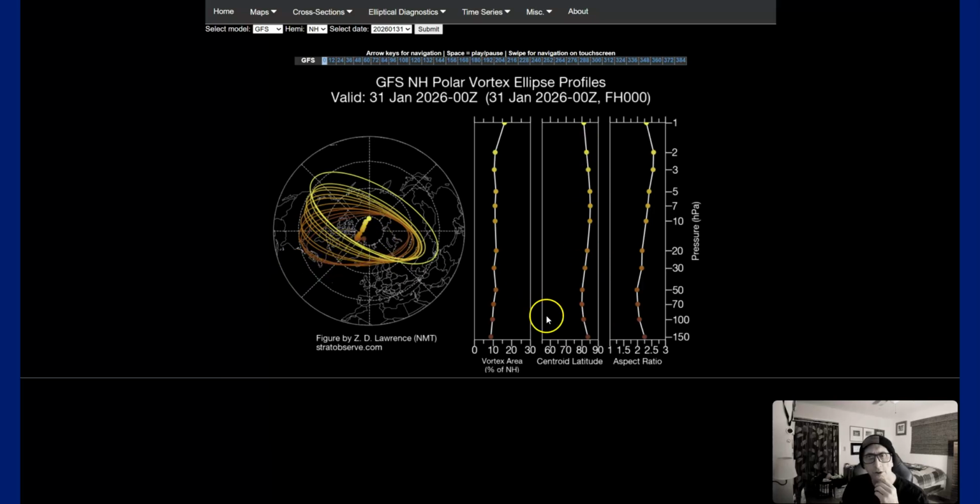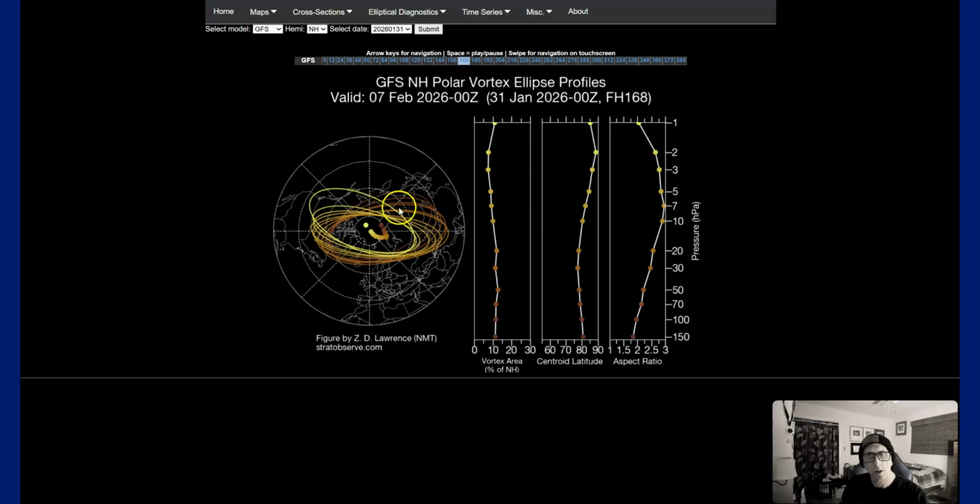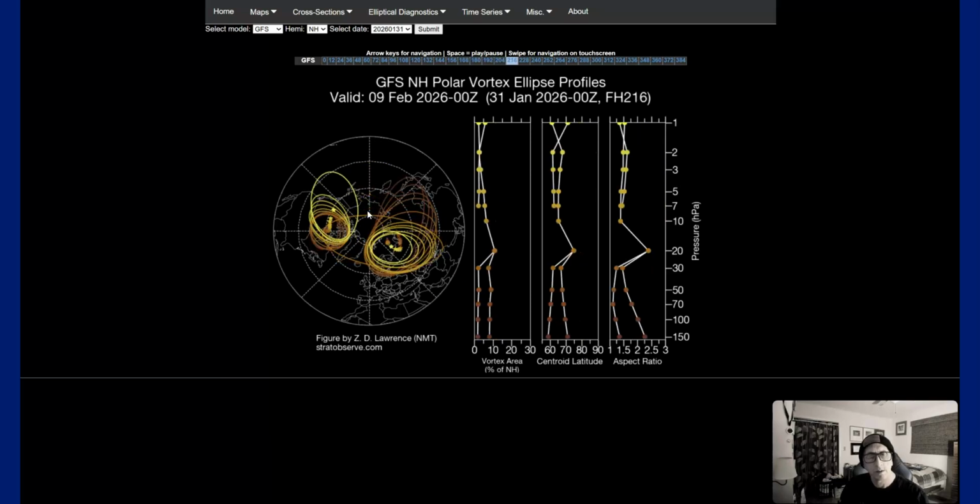The centroid latitude is these dots in the middle. The vortex area percent of northern hemisphere is down here with this 10%, depending on the vertical profile pressure. Of course, 1 hPa is way up there. 150 is close to the surface, right? So anyway, this is a GFS rendering of this. Vortex area percent of northern hemisphere, about 10%.